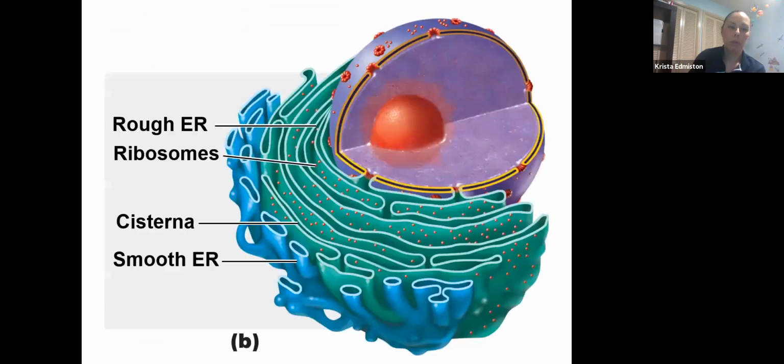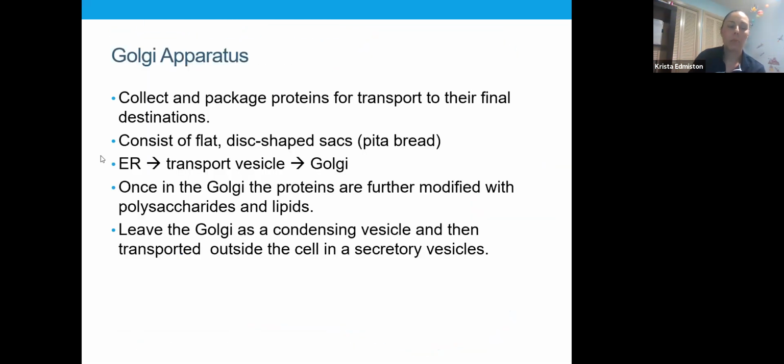So the proteins come in from the rough ER in a transport vesicle. That vesicle then goes to the Golgi. The Golgi can modify those proteins if they need a polysaccharide, if they need a lipid, if they need to be changed in any way. And then they leave the Golgi in another vesicle, and that vesicle sends them to their correct location.